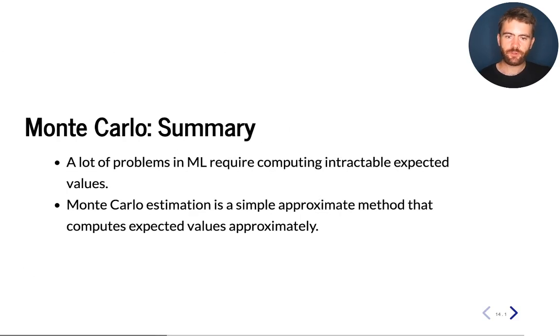So in summary, we've defined here a tool called Monte Carlo estimation, which can be applied to many areas of machine learning where we need to compute an expected value. It's a very simple and approximate method that works for any probability from which we can draw samples. In the next video, I'm going to show how we can apply this technique to an important machine learning problem.